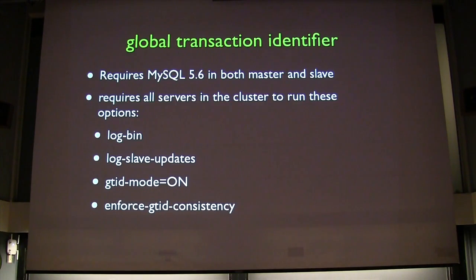Now, there are a few things that you need to be aware of if you want to use global transaction identifiers. It doesn't work out of the box. You need to enable it. If you want to enable it, you need to set four things in all servers, in the master and in the slaves. So you have to say log-bin, log-slave-updates, gtid-mode equals on, and enforce-gtid-consistency.